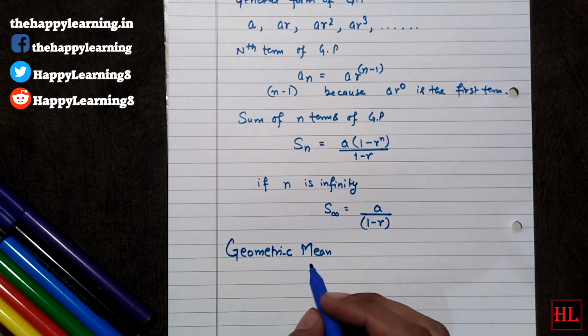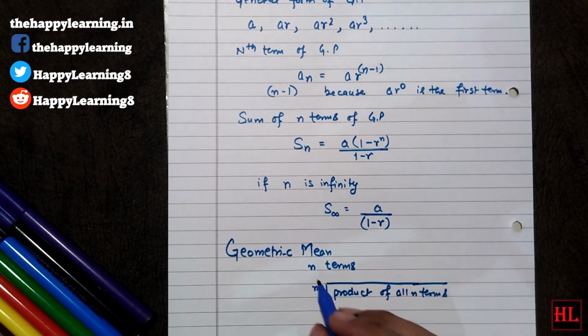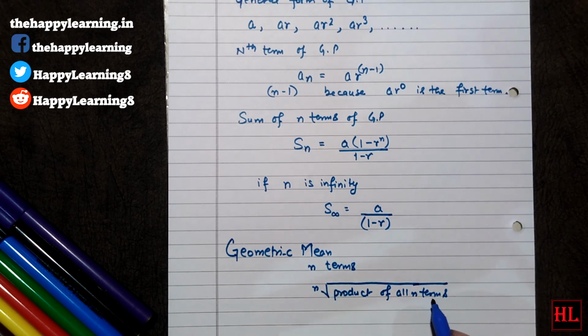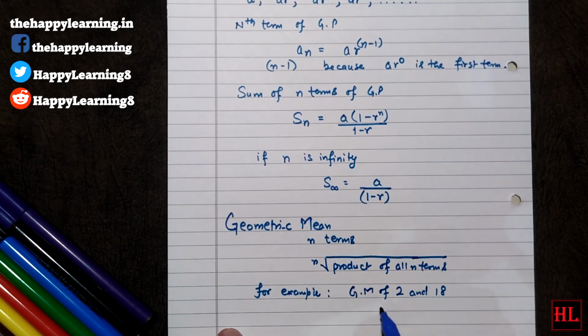Now we are left with the concept of geometric mean. Let's say there are n terms. So the geometric mean of n terms would be nth root of product of all the n terms. For example, if we need to find the geometric mean of 2 and 18, we'll find out the square root of 2 multiplied by 18.